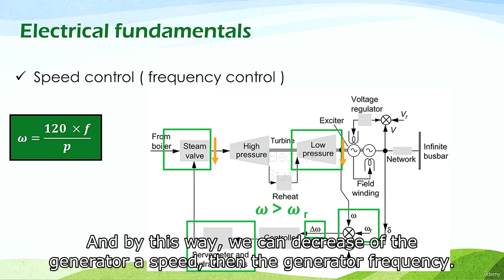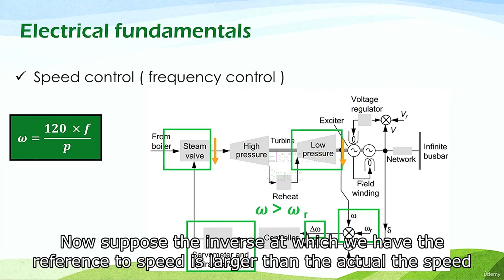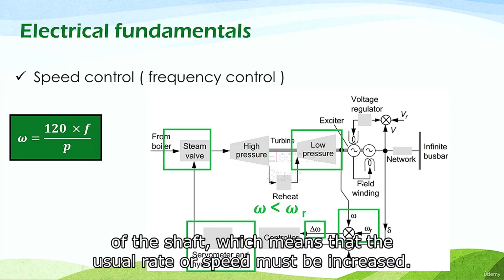And by this way, we can decrease the generator speed and the generator frequency. Now suppose the inverse, in which the reference speed is larger than the actual speed of the shaft, which means that the generator speed must be increased.